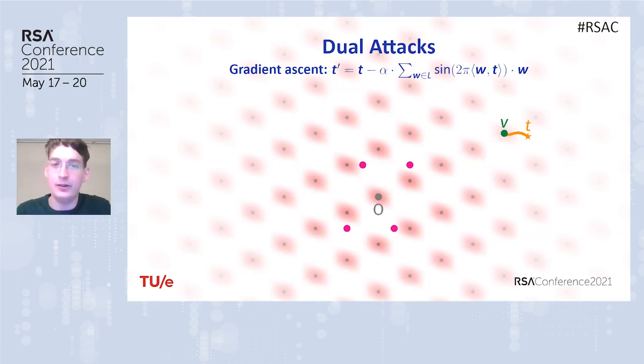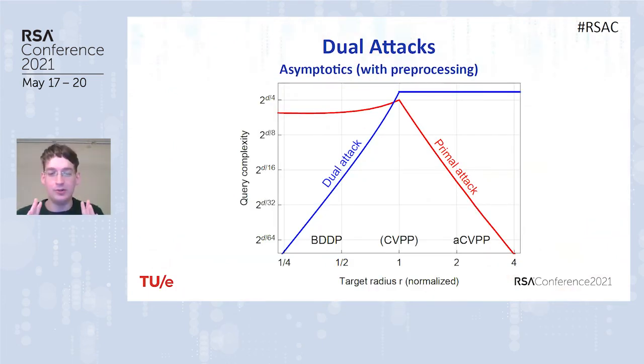So that is the basic idea of the dual attack. That is what we analyze, both the distinguishing and the search algorithm, this gradient descent approach. Okay, so just to illustrate the main results from our paper.